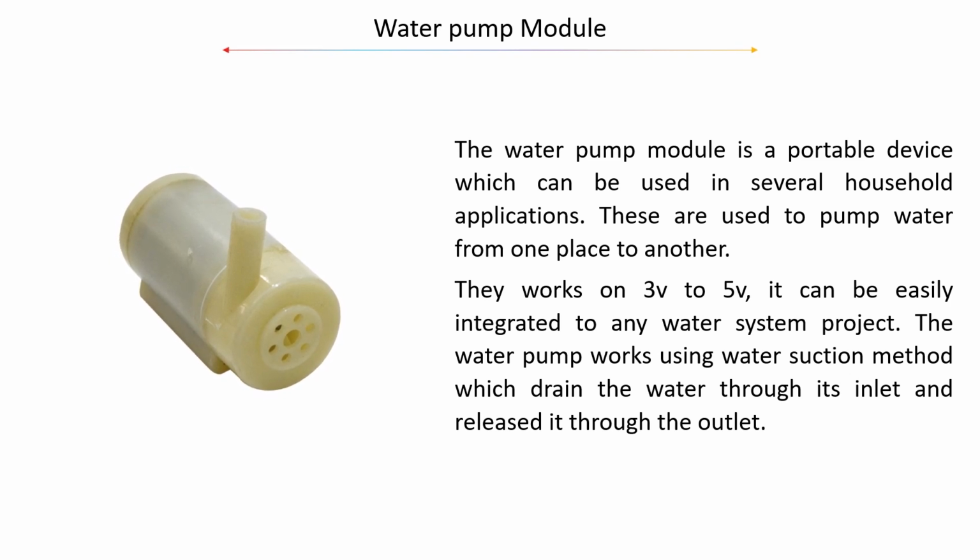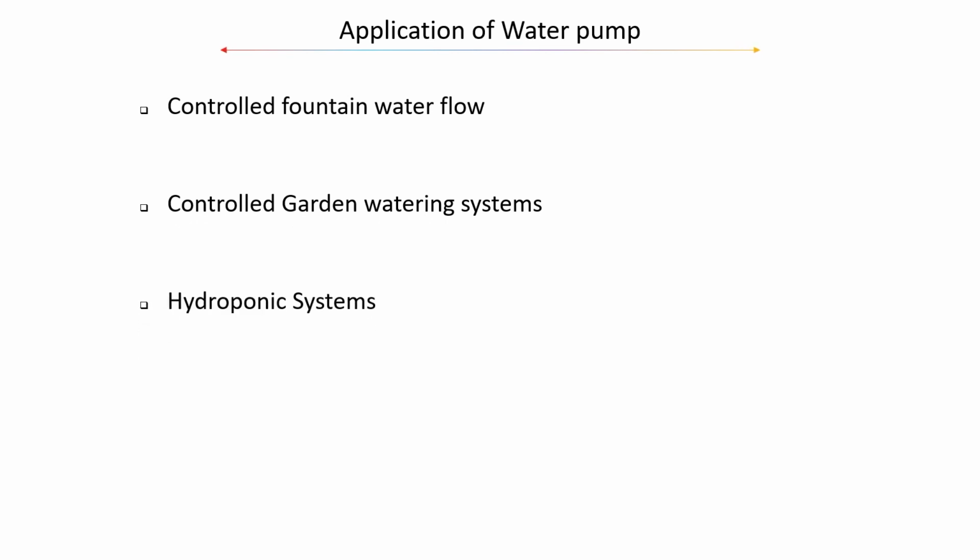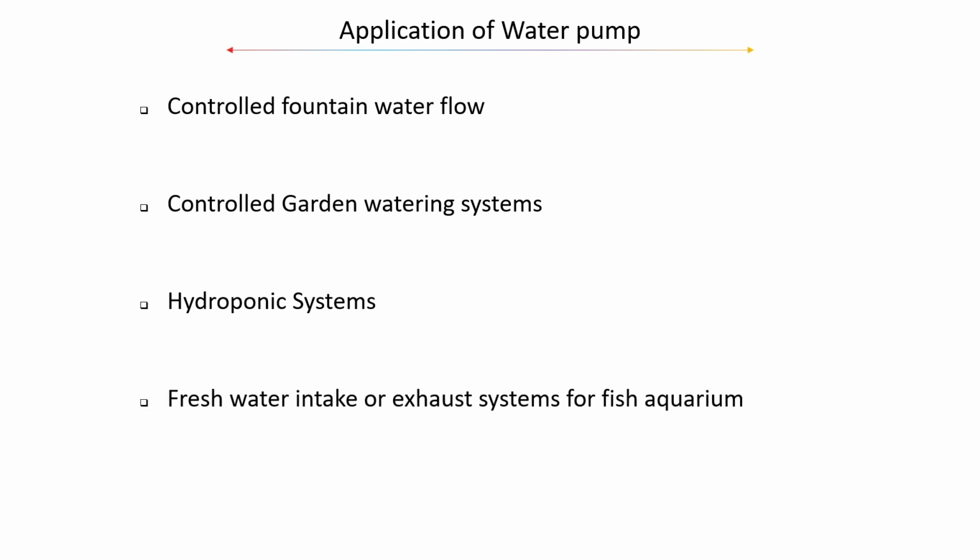The water pump works using the water suction method, which drains the water through its inlet and releases it through the outlet. Application of water pump. They control the fountain water flow. They are also used to control the garden watering system and hydroponic systems. They help in the freshwater intake or exhaust systems for fish aquariums. And they also work in an automatic hand sanitizer.